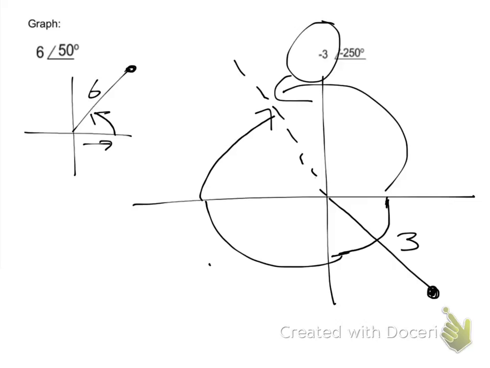How many degrees are in a circle, guys? 360. If I went 250 backwards, how much would I have to go forward? 110. So if I went 110 degrees, and then what would my radius have to be to get to the same spot?